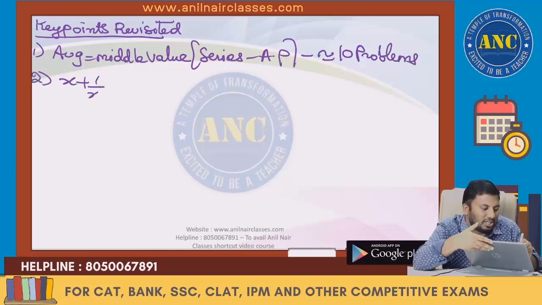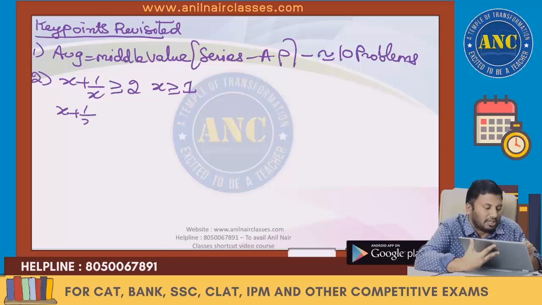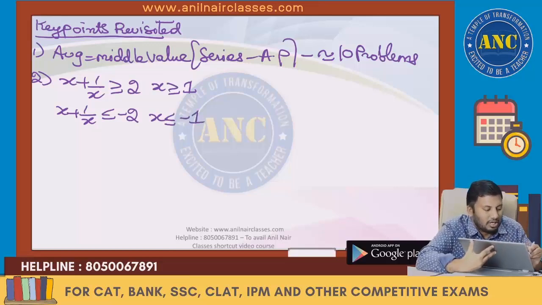Variable and its reciprocal. The minimum value is 2 if x is greater than or equivalent to 1. Variable and its reciprocal. The maximum value is -2 if x is less than or equivalent to -1. That is the second key point. Third key point.